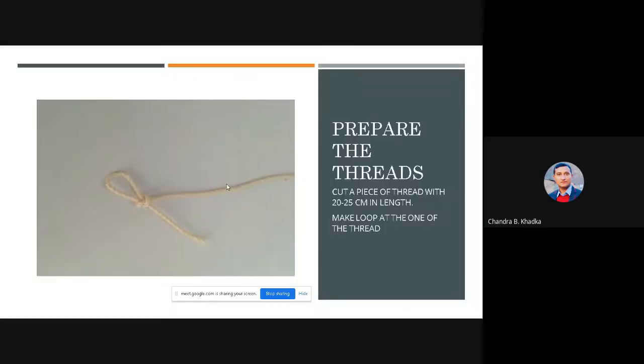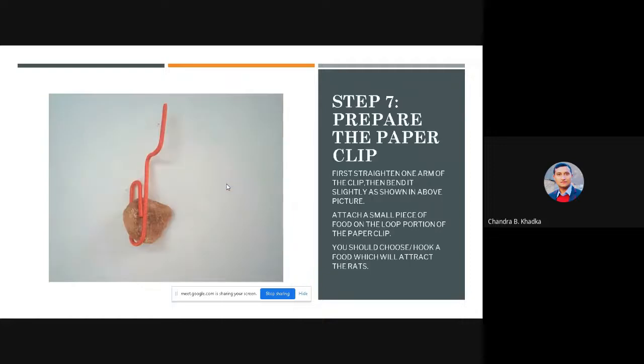Now prepare the thread. Cut a piece of thread 20 to 25 centimeters in length. Make a loop at one end of the thread. Making a knot like this, we take a 20 to 25 centimeter thread and prepare it. Then we are going to the next step.